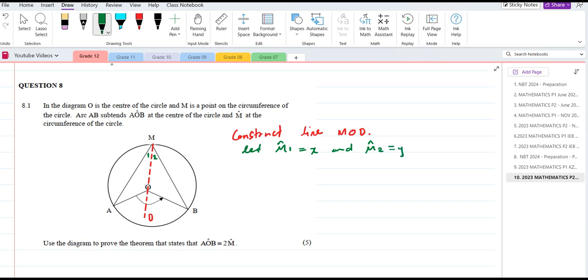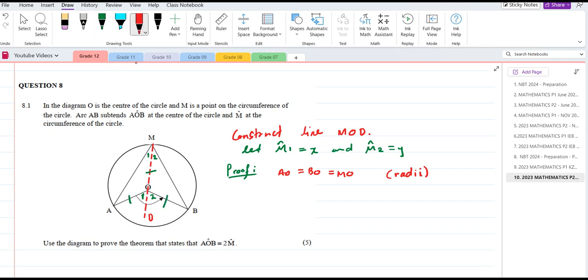Now we want to prove that O1 plus O2 is 2 into X plus Y. In other words, 2X plus 2Y. Now let's check. So the proof, right, starts here. We can say, remember, MO equals AO equals BO, radii. So we're going to mark all this equal, because they are radii.